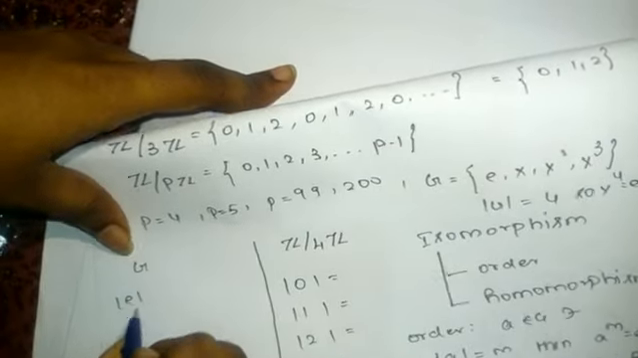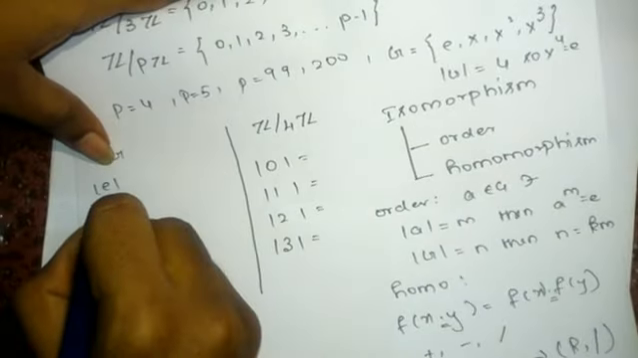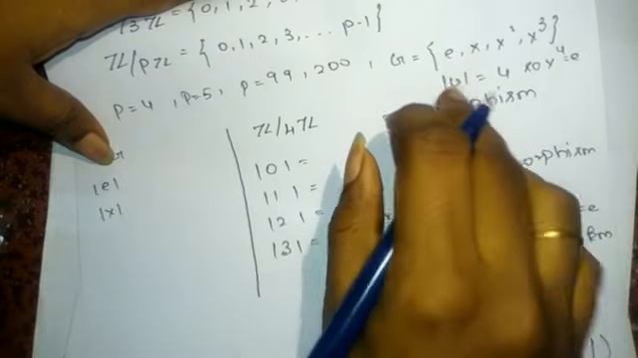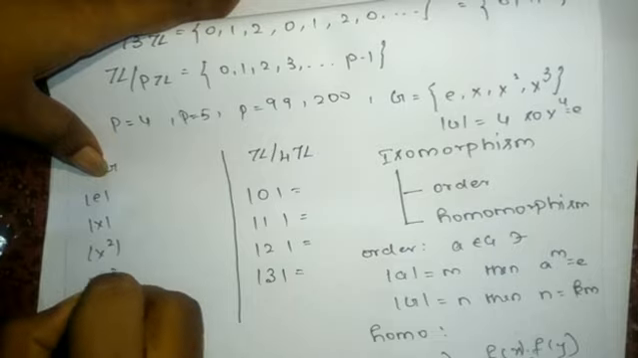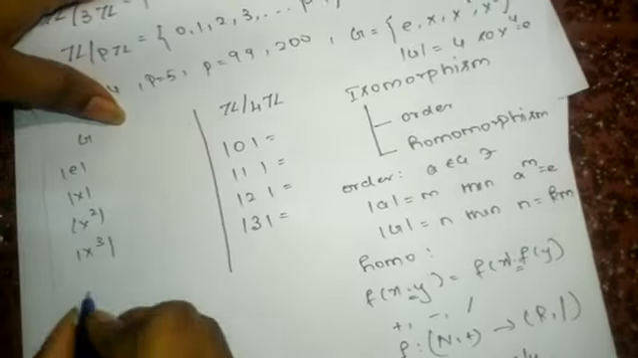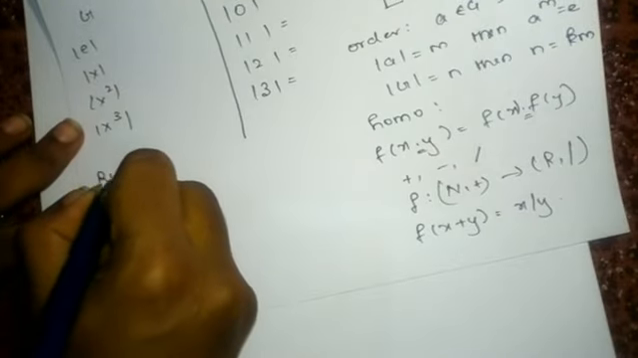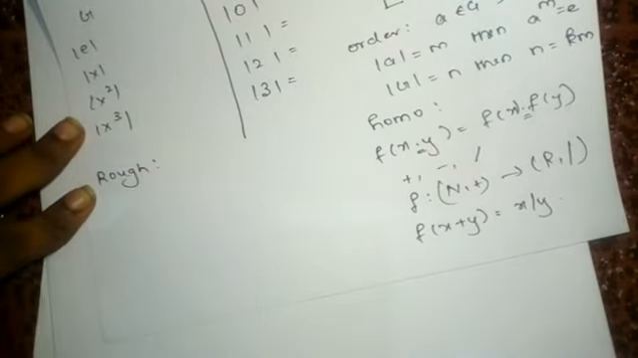Now we are going to find the order of e and the order of x, all the elements of G: order of x square, order of x cube. Now I will make a rough column here.